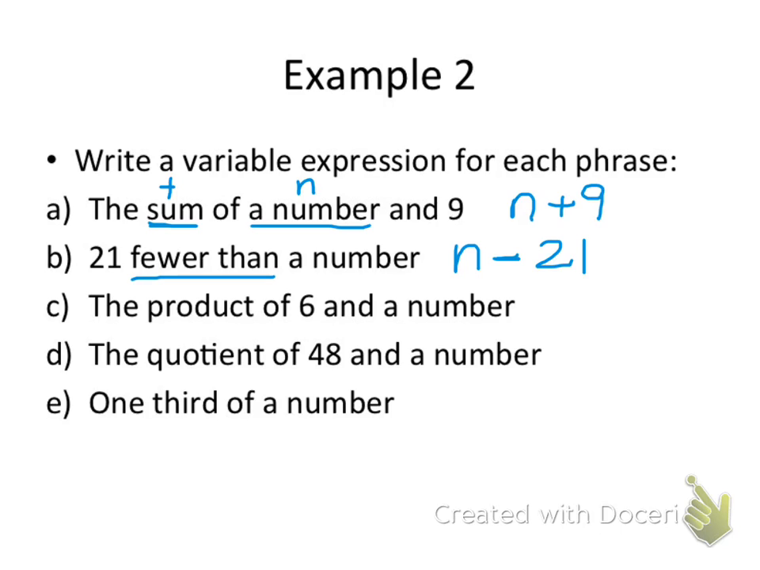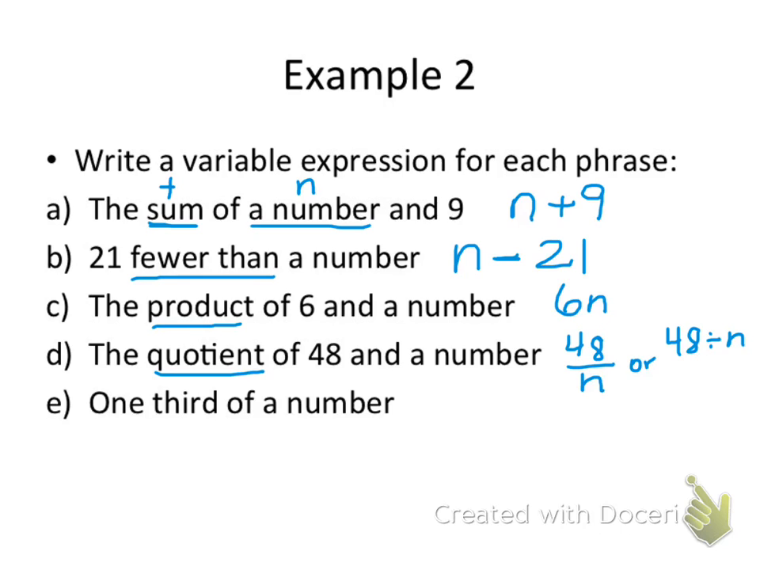For C, the product of 6 and a number. Product means multiplication. So I have 6 and a number, so I could just write 6n. Of course, I could use parentheses or dot multiplication, however I want to do it. For part D, the quotient of 48 and a number. Quotient means division. So again, I could do 48 divided by n, or I could write it a couple different ways.